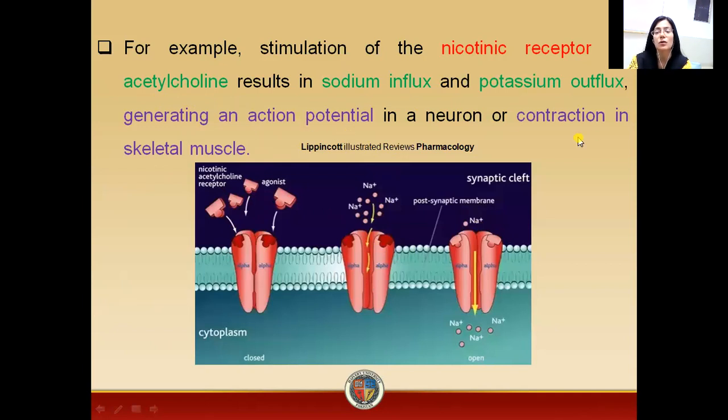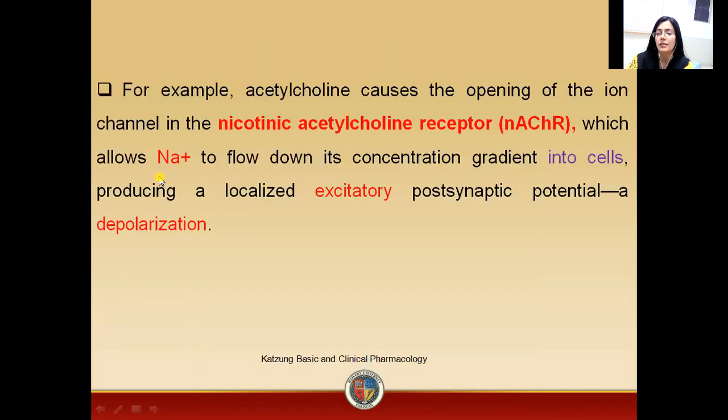As a result, there is contraction of skeletal muscle. So this statement is representing that we have a receptor, that is nicotinic receptor, and to these receptors, nicotine and acetylcholine both bind themselves. As a result of this binding, there is contraction in the skeletal muscles. So these nicotinic receptors are also present on the skeletal muscles.